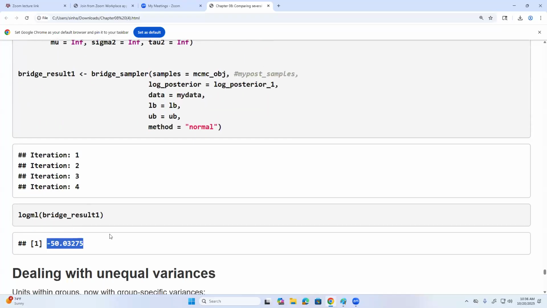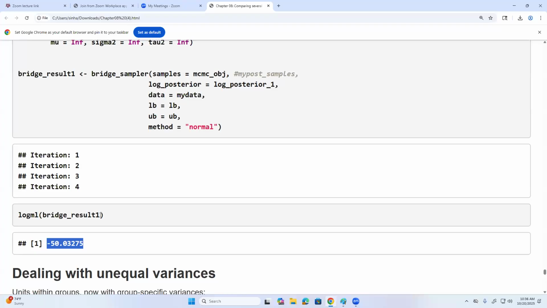And also, this is the first time I'm using this bridge sampling function to calculate the marginal likelihood. So please make good use of this function for your problem. It's a very general function. As long as you can write down the log likelihood and log posterior, then you can use this function easily.